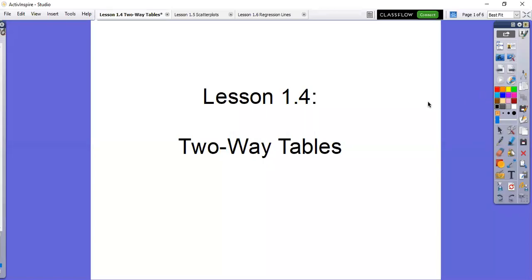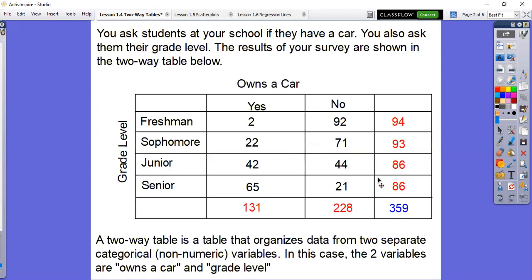And this is lesson 1.4 about two-way tables. Today's lesson will be just some quick information about how to interpret two-way tables and a few specific terms that go with two-way tables. So let's get cooking and talk about two-way tables.